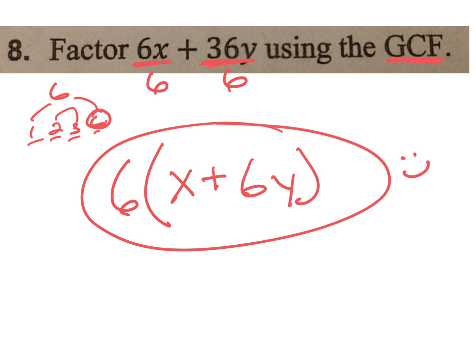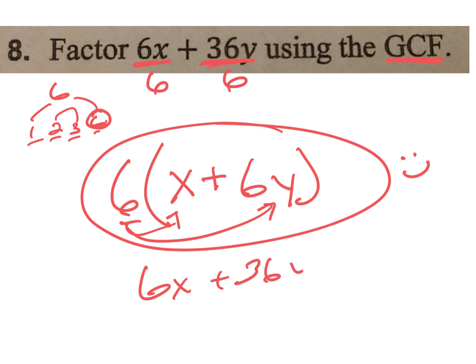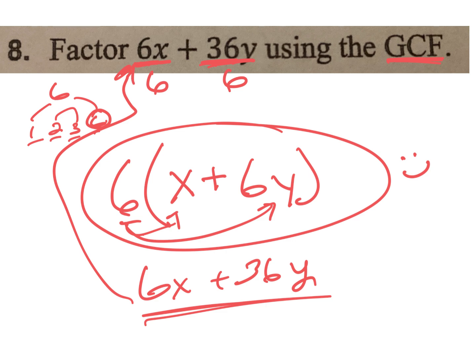If I want to check it to make sure I did it right, I do the distributive property. I do that times that, and I do that times that. And when I do it, it gives me 6x plus 36y. And I know that that looks like what I started with, and I am good to go.